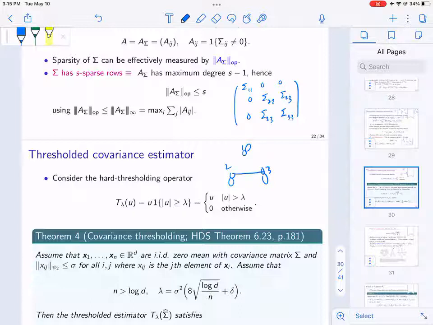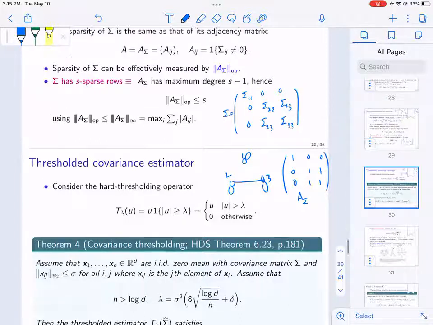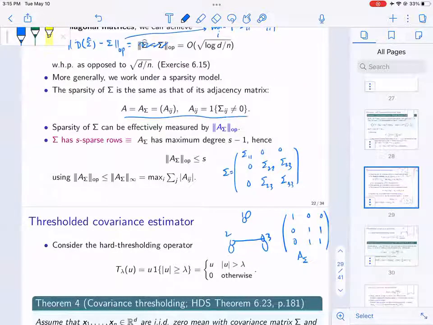Okay, and then you can generalize this. So the adjacency matrix would be just like 1, 0, 0, 0, 0, 1, 1, 1. It just puts 1 wherever these are non-zero. Okay, so that's the adjacency matrix. We're going to write it as A sigma. So this adjacency matrix is defined like this. And the operator norm of this is a good measure of sparsity of A.